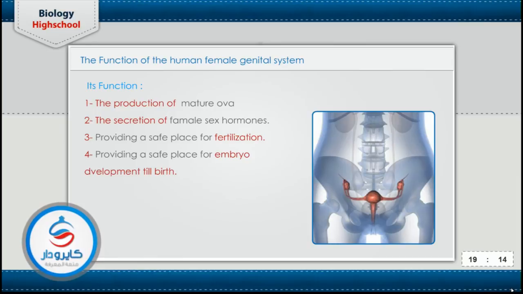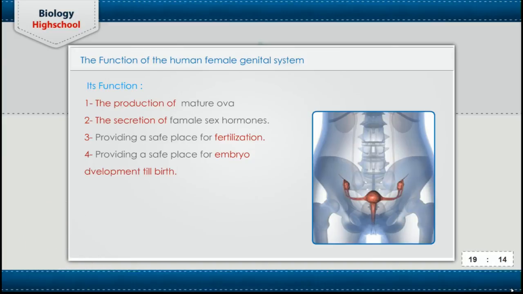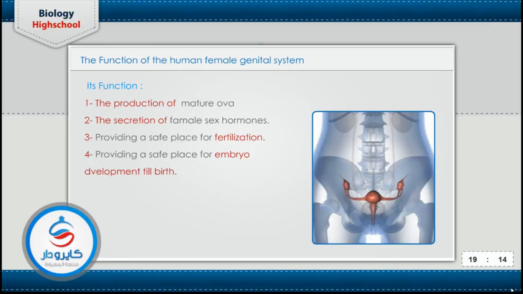What about the function of the human female genital system? The human female genital system is responsible for the production of the mature ova, the production of the female hormones such as estrogen, progesterone, and many other female hormones, and also provides a safe place for fertilization, which is internal fertilization that takes place inside the female body, and also provides a safe place for embryo development till birth.